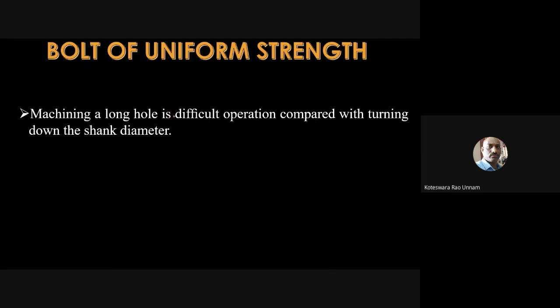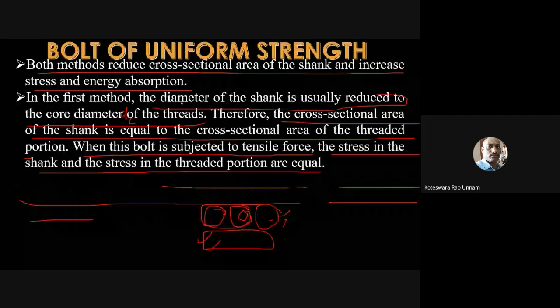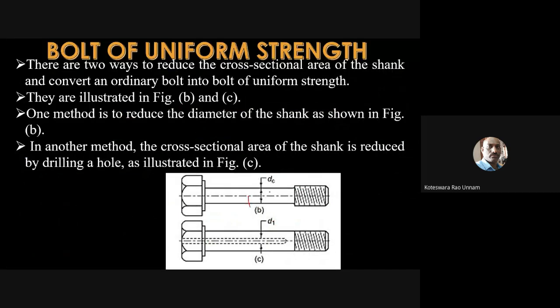But here the thing is, you have two ways. Either way, you can reduce the cross section. One way is decreasing the diameter of the shank portion, or drilling a hole in the shank portion. Either way, you can reduce the cross section and you can make the stresses uniform throughout the bolt, or you can make the bolt of uniform strength.